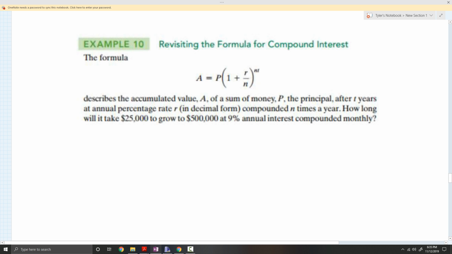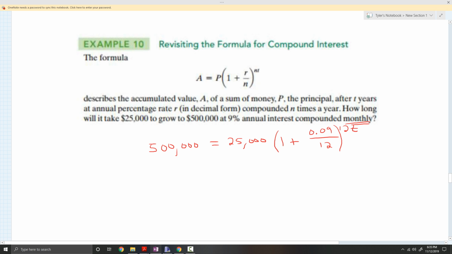So if we plug in what we know, we want the amount to be 500,000. That's going to be A. That's what we want in the end. P is 25,000, that's the principal. It's our initial value, what we're putting in. And then inside of here, we'd have 1 plus my interest rate, which is 0.09. And then my n value is 12 because it's compounded monthly. And then my exponent would be 12t, because n is 12 again. So this is just plugging in what we know into the function.